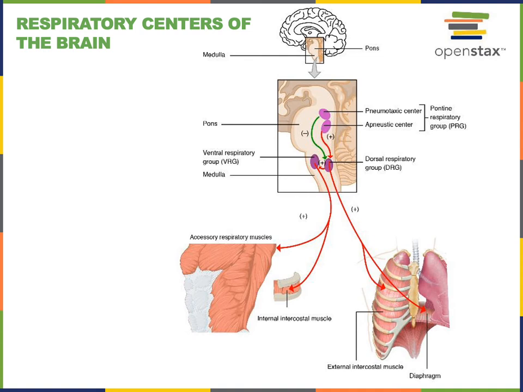The respiratory control centers in the medulla oblongata are in turn regulated by respiratory control centers in the pons, known as the apneustic and pneumotaxic centers. The apneustic center excites the dorsal respiratory group, stimulating an increased respiratory drive, and the pneumotaxic center has an inhibitory effect, decreasing the respiratory drive.